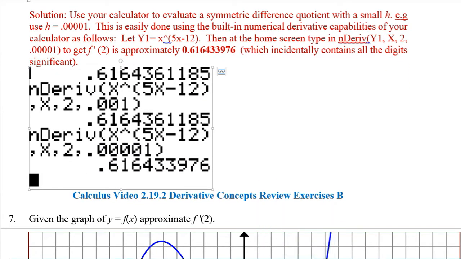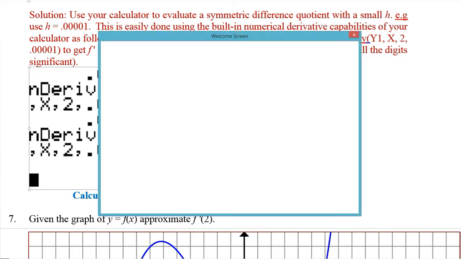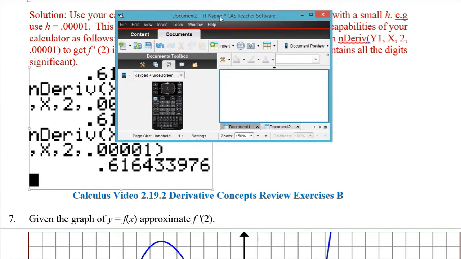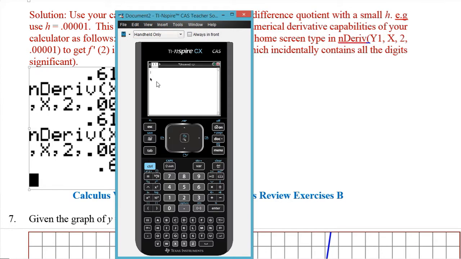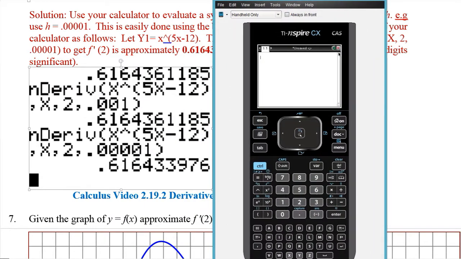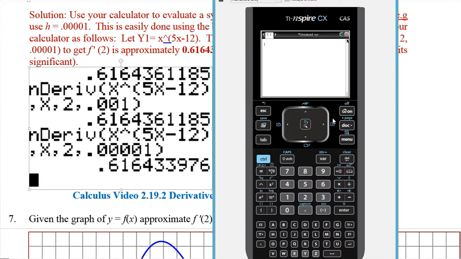Now, if you have an Nspire, let me show you. Here's the CAS version of the Nspire. But the non-CAS version works basically the same. Let's see here. Okay. So, I'll tell you what, we'll get it to where you can see the handheld device here. Okay. All right, so I think you can see it there.